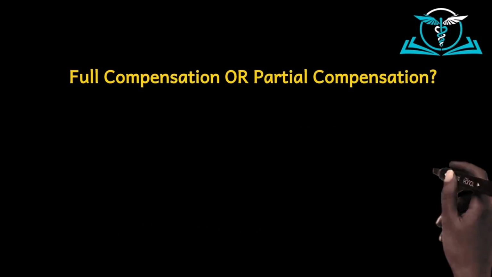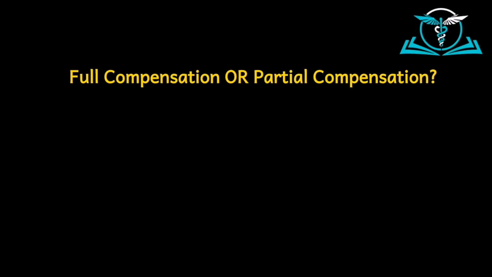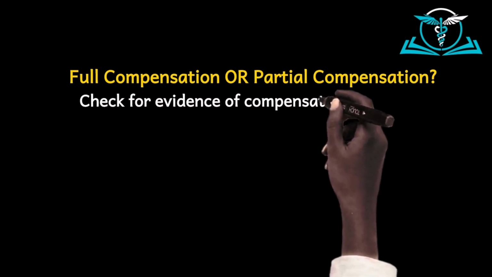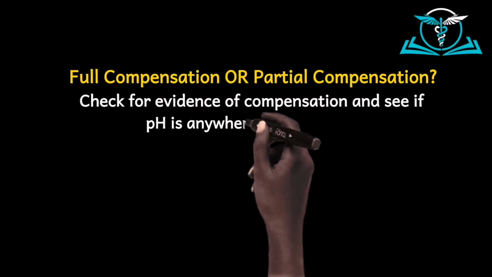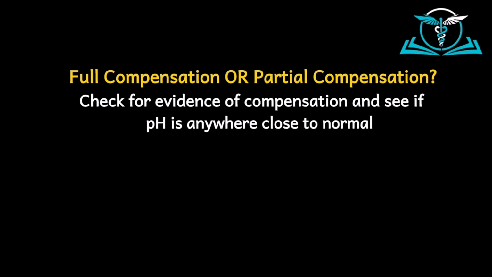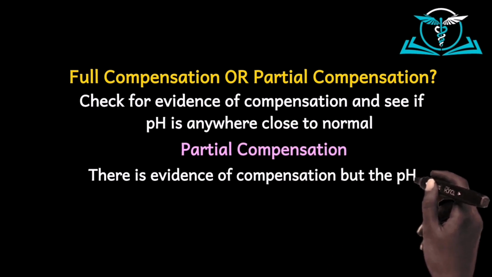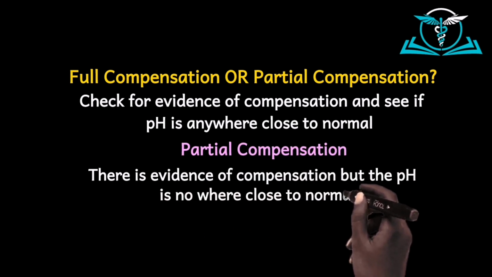And so let's see how to identify a fully compensated or a partially compensated acid-base problem. Full compensation or partial compensation. Please follow closely. We will look at examples later. The first thing to do is to check for evidence of compensation and see if the pH is anywhere close to normal. So these are the two principles. Check for evidence of compensation and see if the pH is anywhere close to normal. And so for partial compensation, there is evidence of compensation, but the pH is nowhere close to normal.